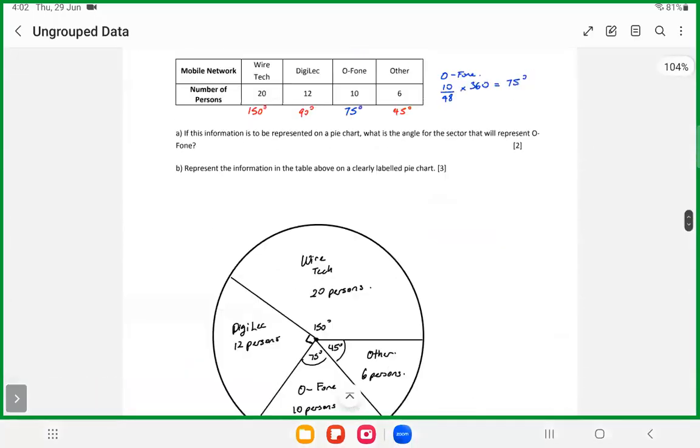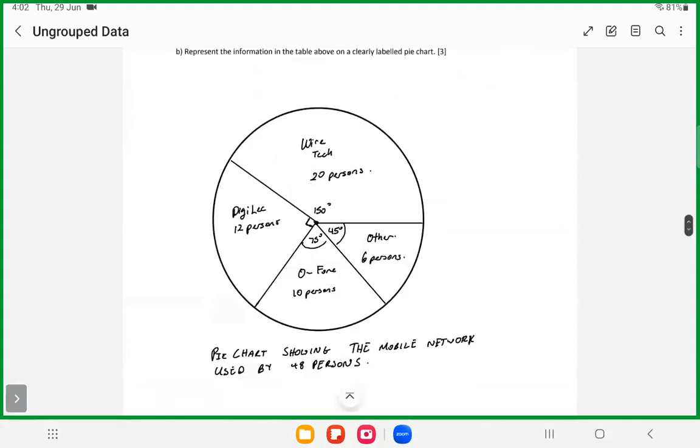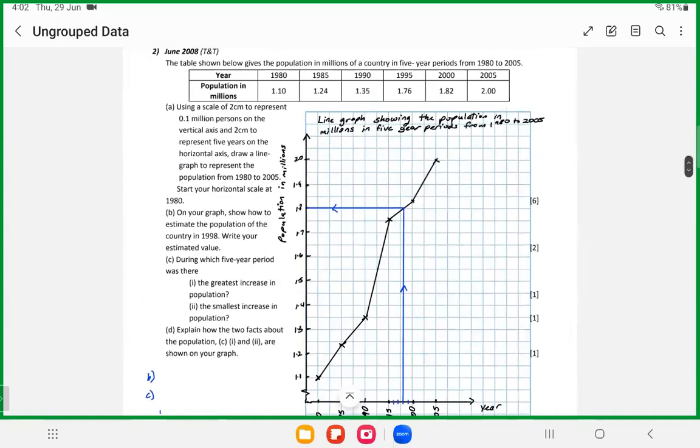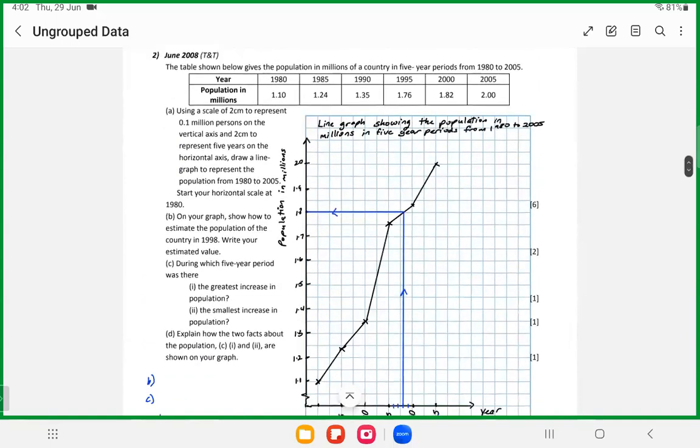So for the ungrouped data, I don't think you had any pie charts homework. You just had this question to finish, right? So we will look at the line graphs question.